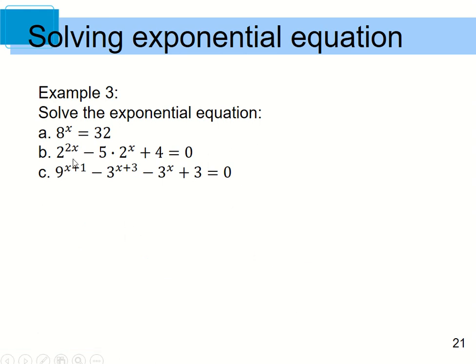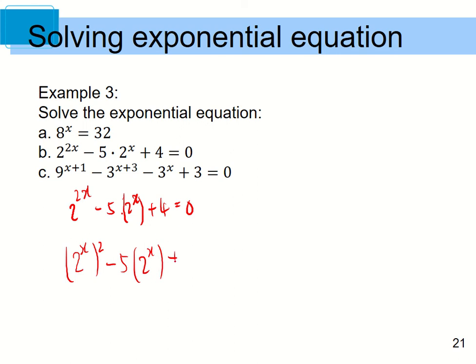Now question B. We have 2 to the power of 2x minus 5 times 2 to the power of x plus 4 equals 0. To solve this, first we can see we have a 2 to the power of x here, so we change 2 to the power of 2x into (2 to the power of x) squared. The 2 changes position to the outside. So we have minus 5 times 2 to the power of x plus 4 is 0.